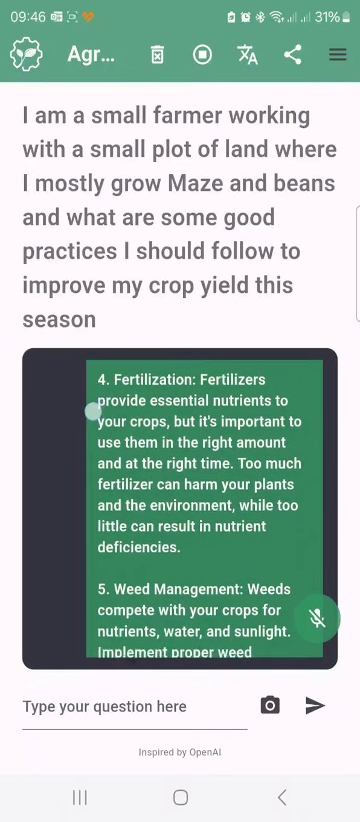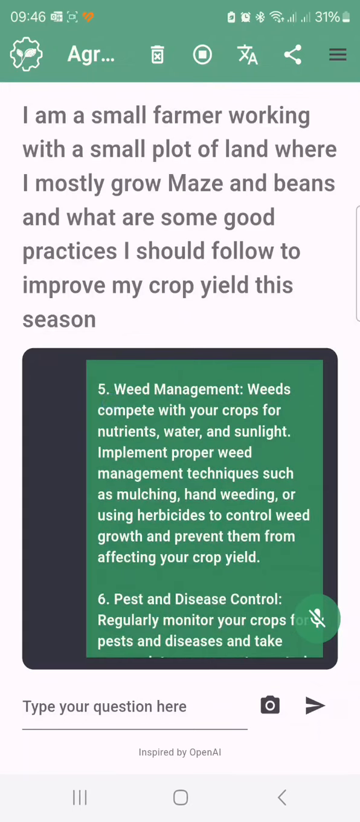4. Fertilization. Fertilizers provide essential nutrients to your crops, but it's important to use them in the right amount and at the right time. Too much fertilizer can harm your plants and the environment, while too little can result in nutrient deficiencies.